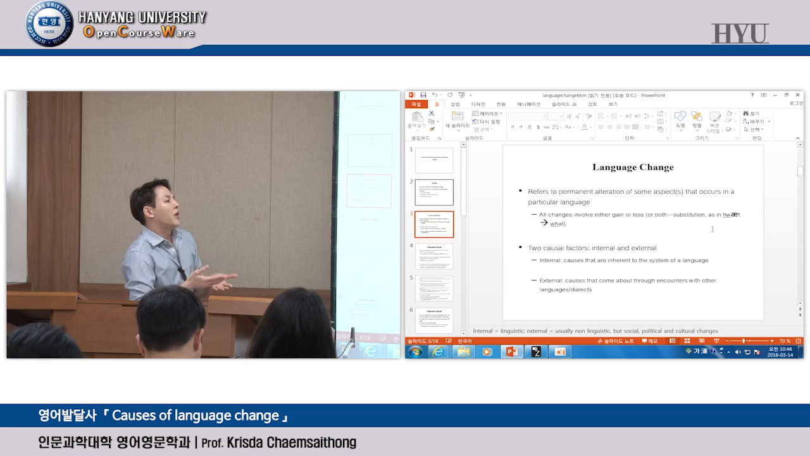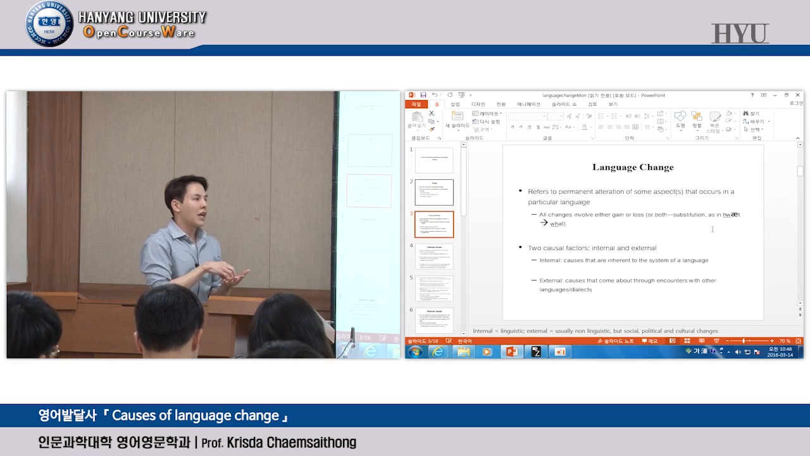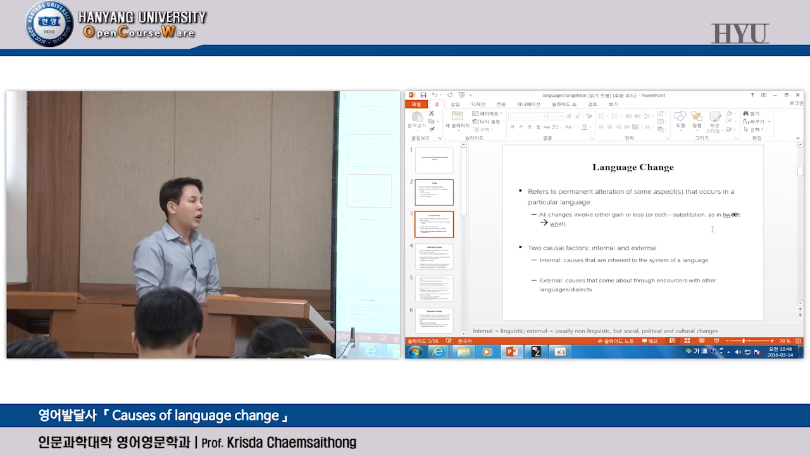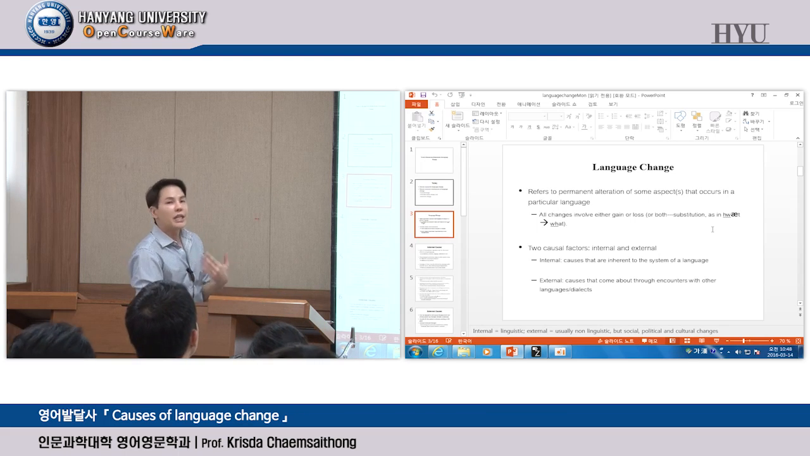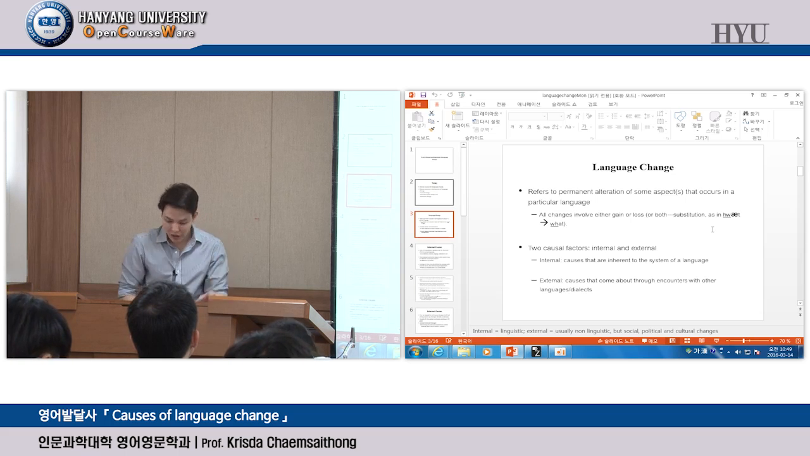External being, you might be in contact with another language, or with another group of people who speak a different dialect, and you adopt the way they speak, the way they use language. But when you adopt the way they use language, there's also the tendency for the language to change in a particular way already, which lies beneath the external cause, right? So there are two causes.